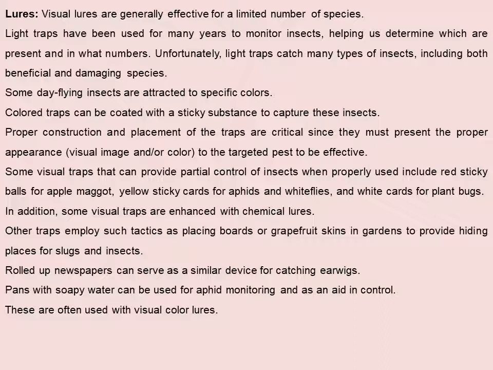Other traps employ such tactics as placing boards or grapefruit screens in gardens to provide hiding places for slugs and insects. Rolled up newspapers can serve as a similar device for catching earwigs. Pans with soapy water can be used for aphid monitoring and as an aid in control. These are often used with visual color lures.